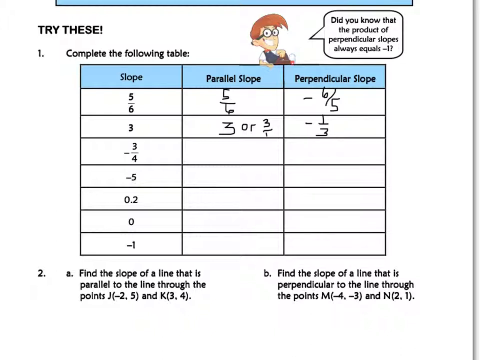And if the line has a slope of negative 3/4, a parallel slope would be negative 3/4. But a perpendicular slope would be the negative of that, or opposite of that, which would be positive 4/3. Negative 5, parallel slope would be exactly the same thing, negative 5. Negative 5 is the same thing as negative 5/1, so the opposite or negative reciprocal would be positive 1/5.